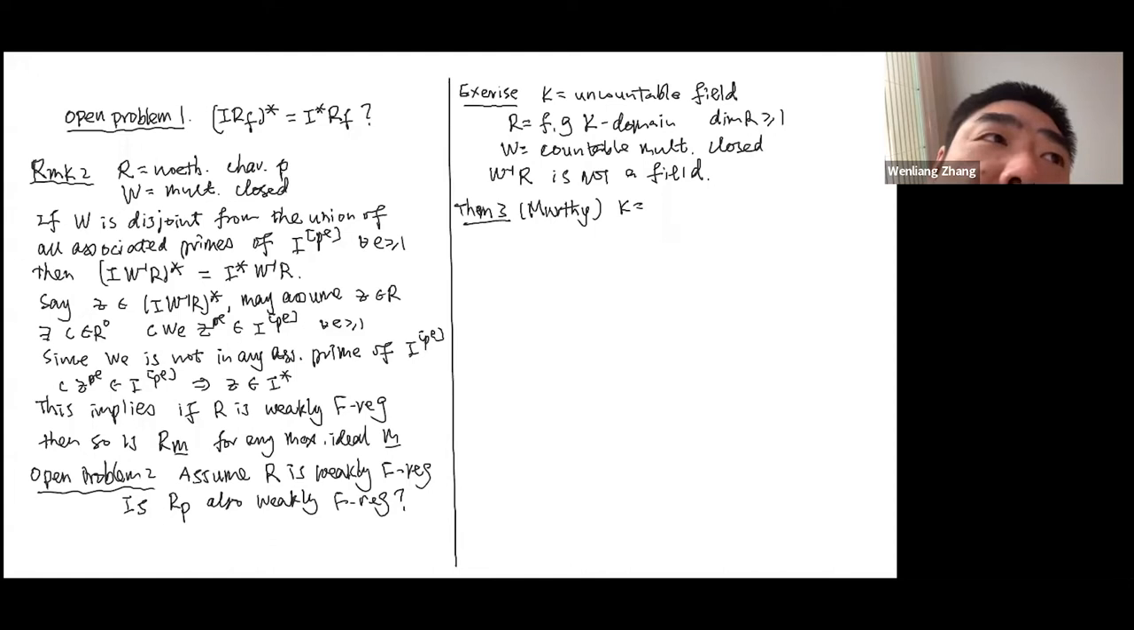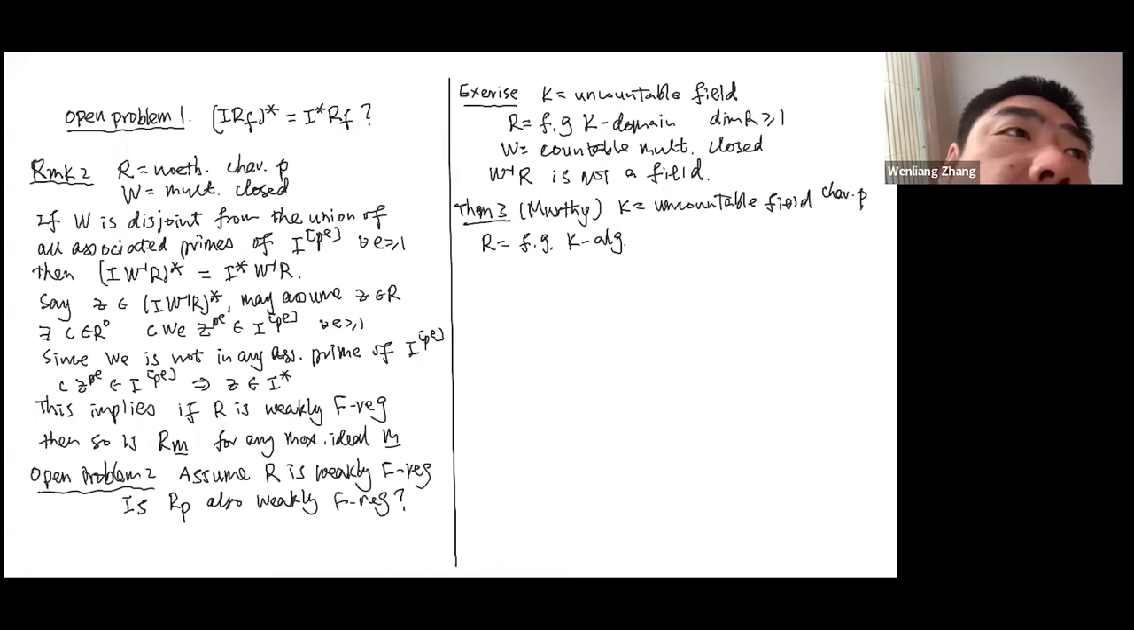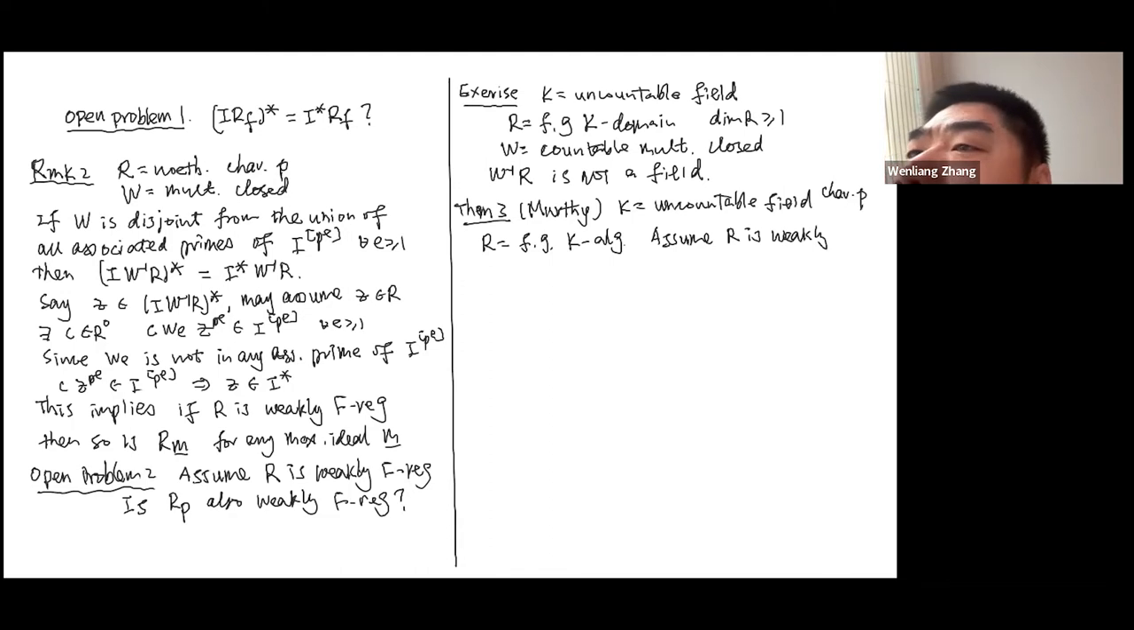So let's say K is uncountable. Okay. This is an uncountable field. So again, the characteristic is P. Now, R is a finitely generated K-algebra. Then assume R is weakly F-regular. Then the conclusion is any localization of R is still weakly F-regular.